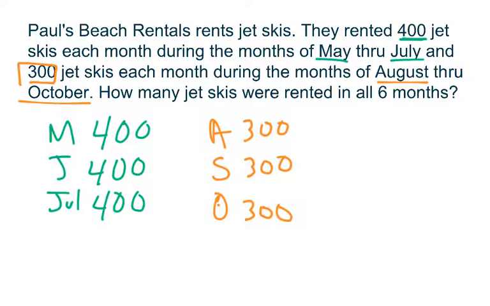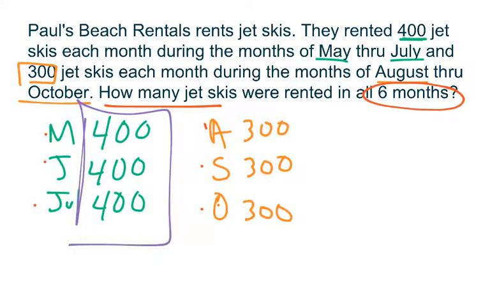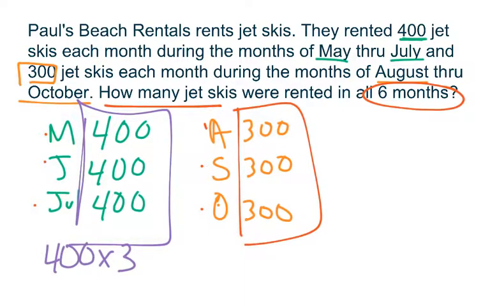The last part of my question says how many jet skis were rented in all 6 months. I want to make sure I have 6 months' worth. 1, 2, 3, 4, 5, 6. So I do. That's just a good way for me to check and make sure I'm solving my problem correctly. Now I need to figure out what my total number of rentals is for those 6 months. So over here, for the first 3 months, I can do 400 times 3, or I could add 400 3 times. This next section over here, I can do 300 times 3, or add 300 3 times. I'm going to do multiplication instead of addition.